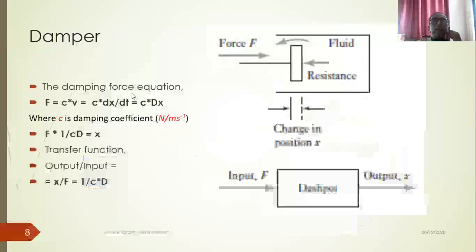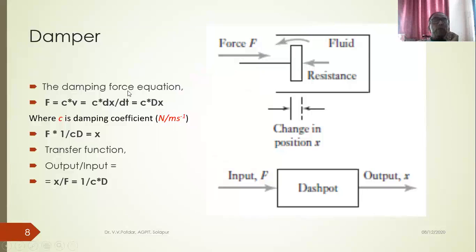This damper, just a repeat of what we discussed earlier, is a piston, and the fluid passes through this narrow annular cavity, and the motion is damped. As the force is applied, the motion is damped, the change in position x. Now, how to write the transfer function and how to draw the block diagram for this damper.